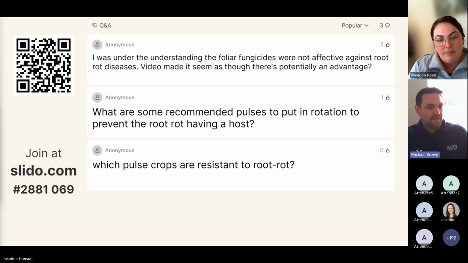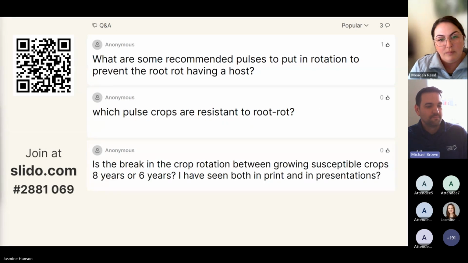Okay, next question we have here. I guess we can probably take both of these questions because they're kind of similar. What are some recommended pulses to put in rotation to prevent the root rot having a host, and which pulse crops are resistant to root rot? Using an alternative pulse crop in rotation is a really nice way to keep your rotation diversified. And again, not having that host is really important to not continuing to build that inoculum.